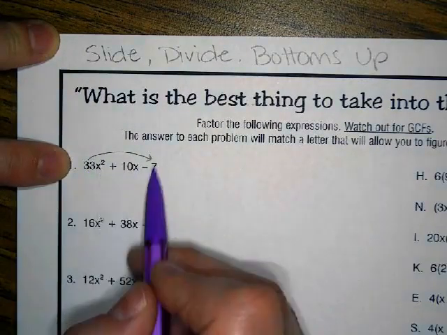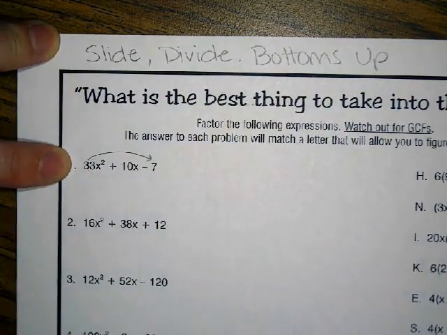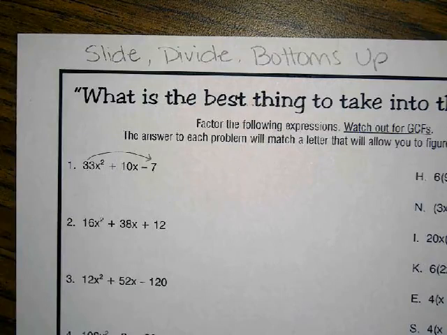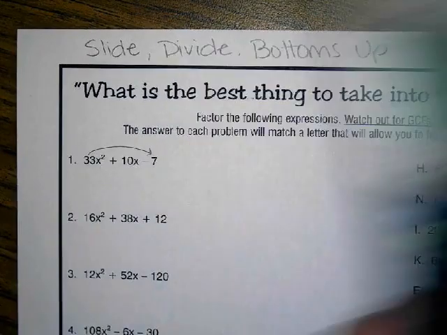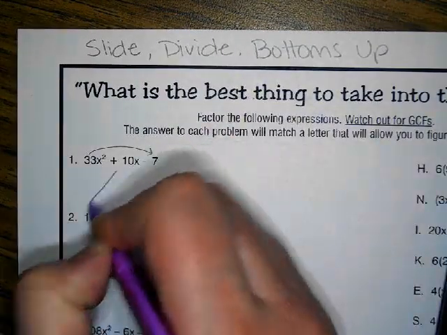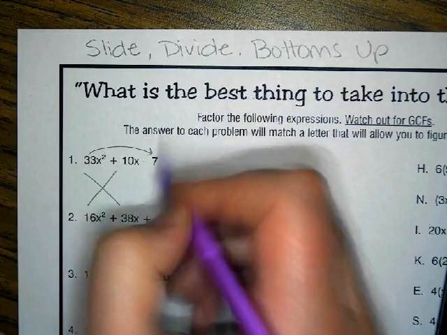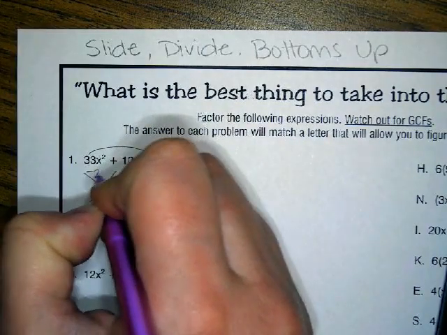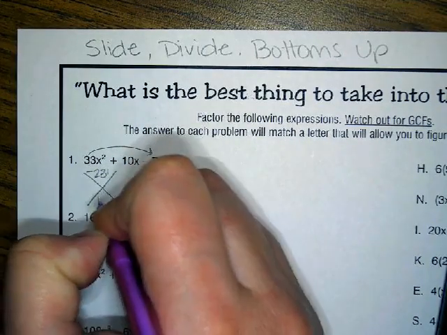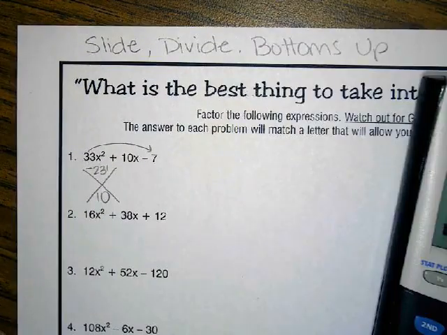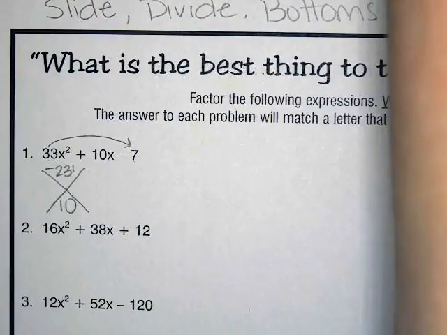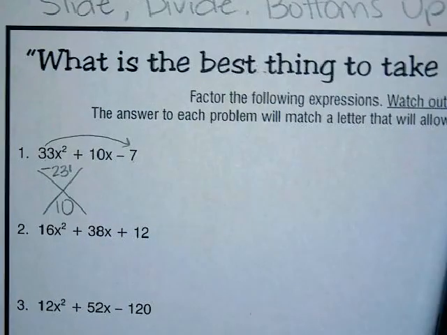Okay, so we slide this number over to the number on the end. And if we slide a 33 to a 7, what's 33 times 7? Whew, okay, negative 231. So we are looking for 2 numbers that multiply to negative 231 and add to 10. 2 numbers that multiply to negative 231 and add to 10. How can we use the calculator to help us do that?